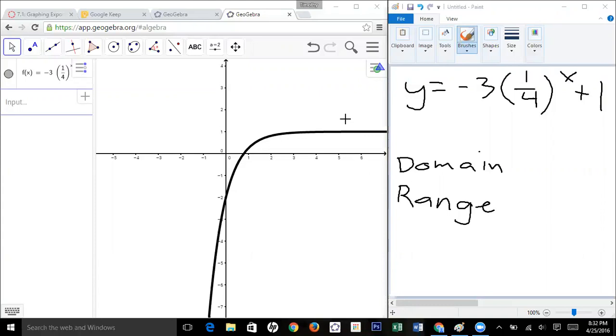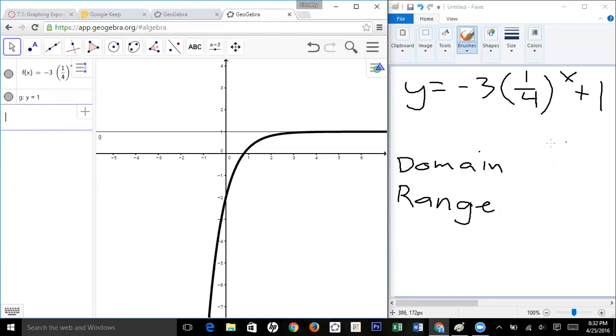What we want to be able to do with this function right now is identify the domain, which represents all the x values, and the range, which represents all the y values. As we look over to the left here, this is a graph of the function, and we can see that on the right side it looks fairly flat. And the reason for that is because of a horizontal asymptote. And that asymptote is at the line y is equal to 1.